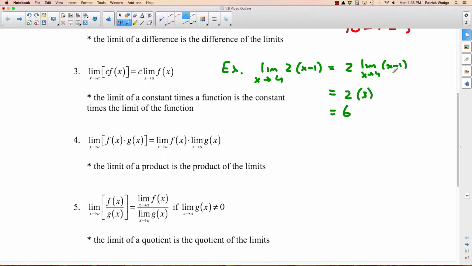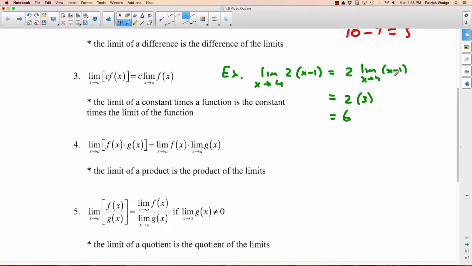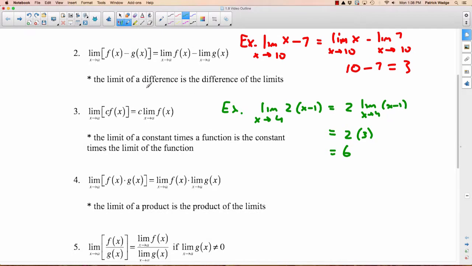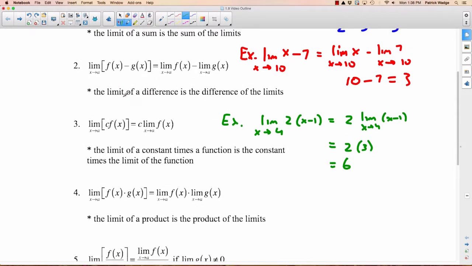By the way, when we evaluated this limit, which property did we have to use to evaluate that limit? We used the difference property, this one right here. The limit of a difference is the difference of limits. We have two things here which we're subtracting, and this property tells us we can just plug right in there.